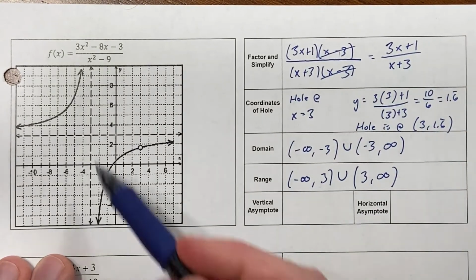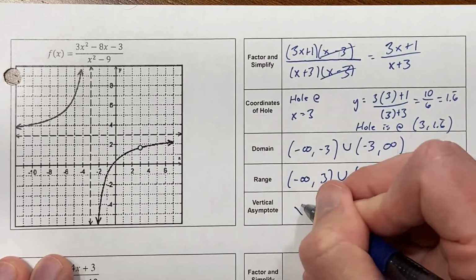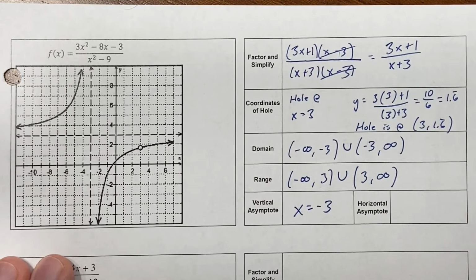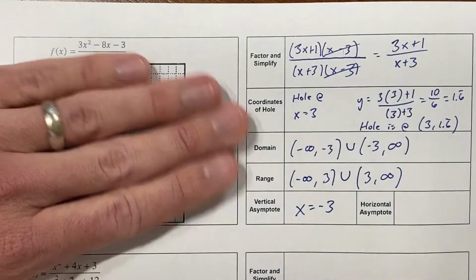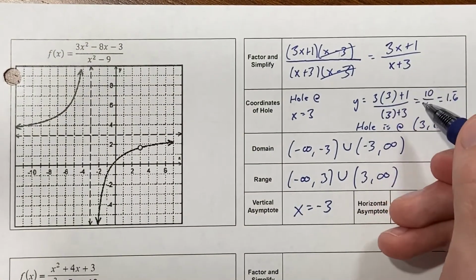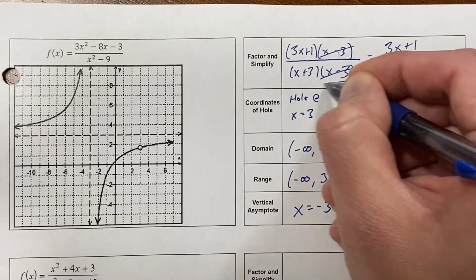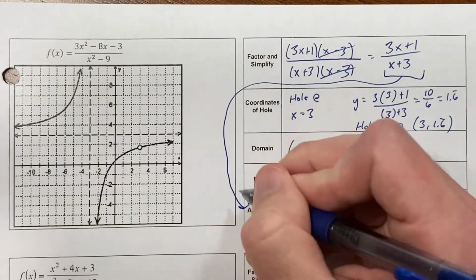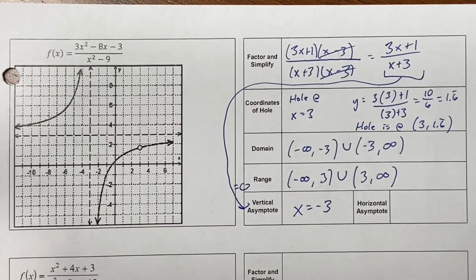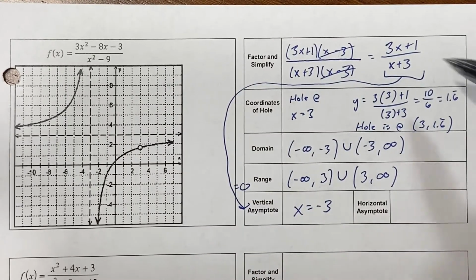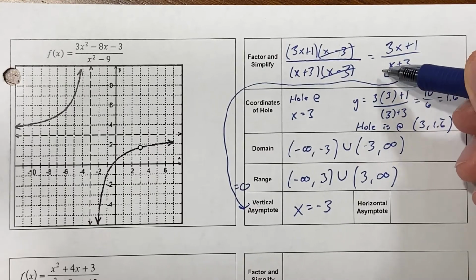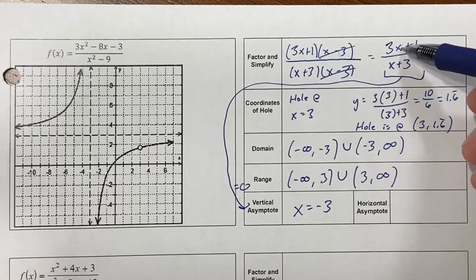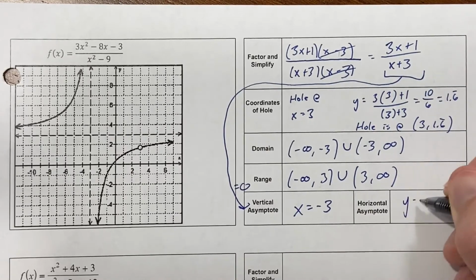Vertical asymptote, asymptote that's going vertically, that would be at x equals negative 3. Another way to go about it, if I wasn't given this graph, it would be where the denominator equals 0. So I can say x plus 3 equals 0. Horizontal asymptote: if these have the same degree, it's the top coefficient over the bottom coefficient. So it's 3 over 1 since these have the same degree. So that would be y equals 3.